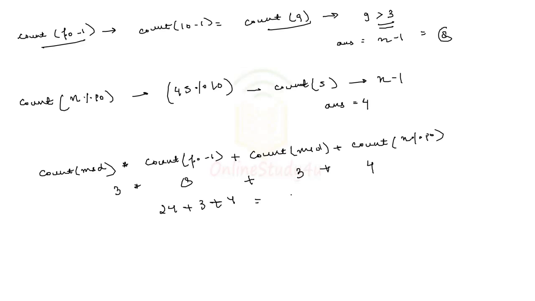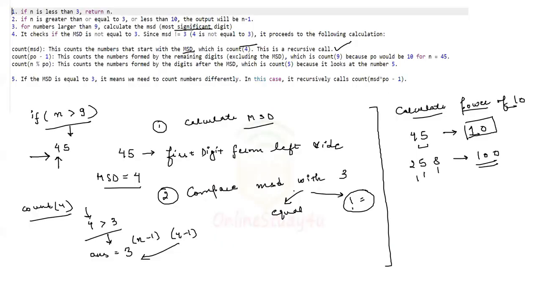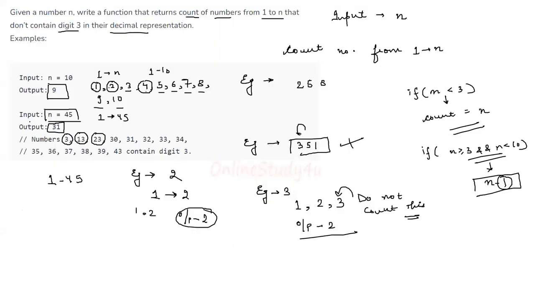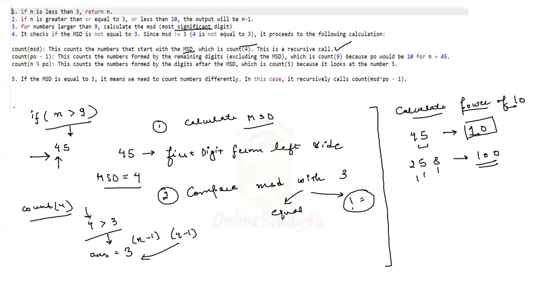What will you get? 24 plus 4 is 8, and plus 3, which we get is 31, which is the correct answer that we looked at in the input. Just checked out this input: for 45, the output we got is 31. Correct? So, this was when your MSD is not equal to 3. Now check out the case when your MSD is equal to 3.